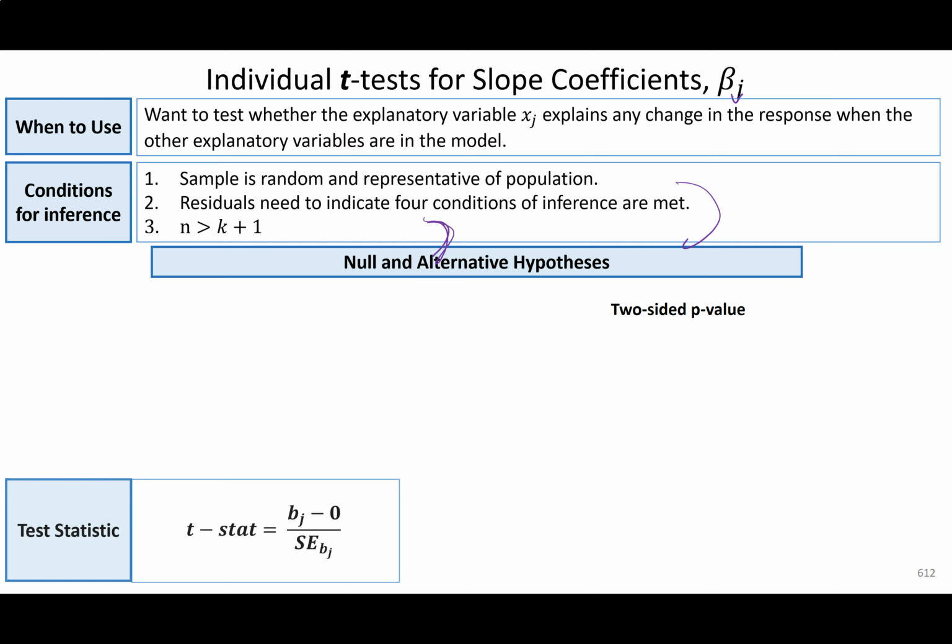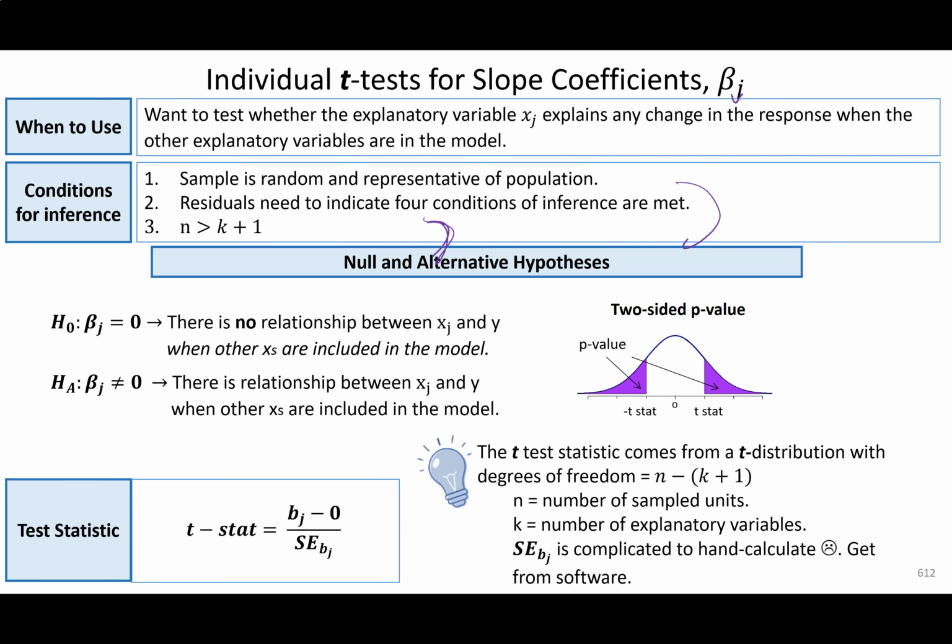So our hypotheses here, I'm going to plug these in here. The null is that an individual beta j is equal to 0, so there's no relationship between whatever particular explanatory variable and y. This is important though, when you include the other explanatory variables in your model. Versus your alternative saying there is a relationship, so it is useful to include this particular explanatory variable even when you have the other explanatory variables in the model. It's always going to be a two-sided test, just like it was last week.